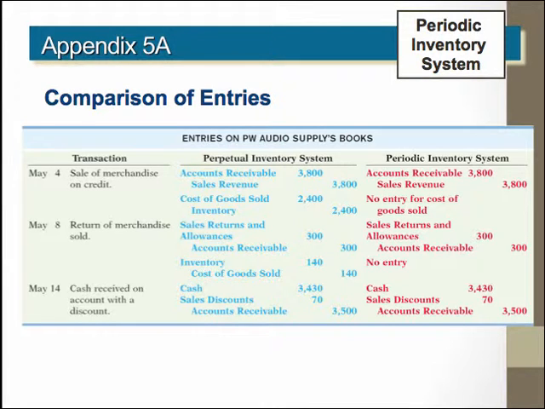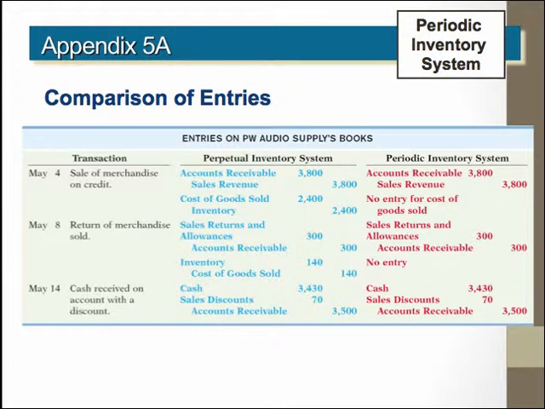On the seller side, note the periodic inventory changes. The sale itself does not change. We still debit accounts receivable and credit sales revenue. The difference is on the May 4th activity. The perpetual needs to recognize cost of goods sold, whereas the periodic inventory does not.